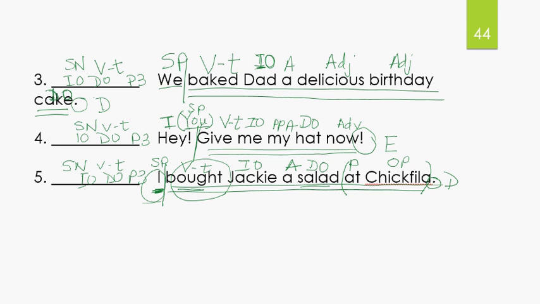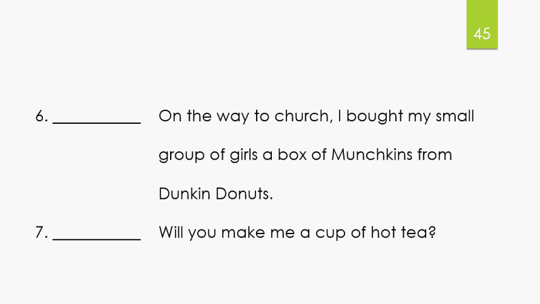All right, let's look at the next sentence. On the way to church, I bought my small group of girls a box of munchkins from Dunkin' Donuts. Now, I did that once because I work with some third grade girls at my church, and I did stop and buy them donuts one time. So let's look for prepositional phrases first.